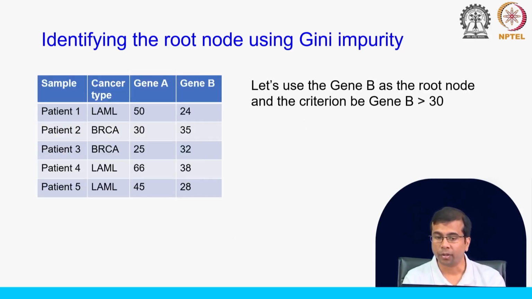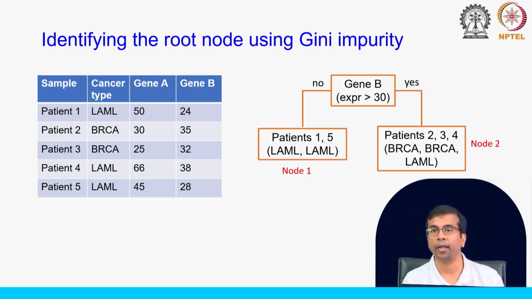Now, let us choose gene B as the root node and the criteria be gene B greater than 30. Just as an example, again you might ask why 30, how do you choose this 30, that we will talk about a bit later. If we do that, then we have no and yes, and again we have to take these decisions. So, gene B expression greater than 30: patients 1 and 5 will come under the no branch. In the yes branch you will have patients 2, 3, 4 in node 2.